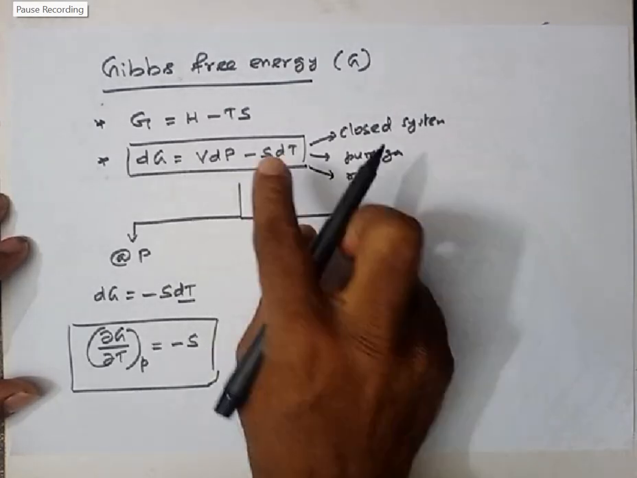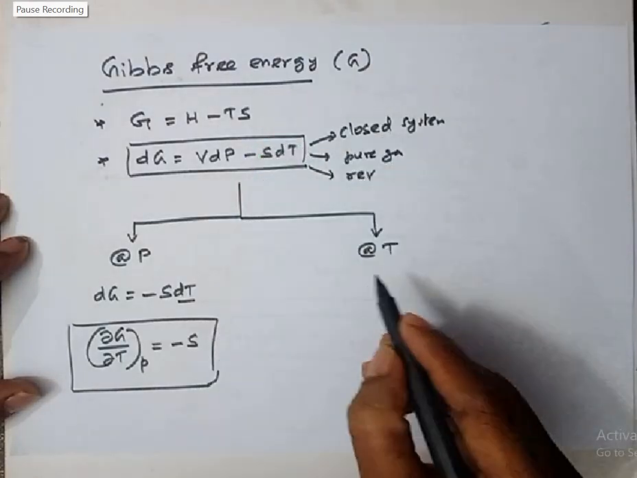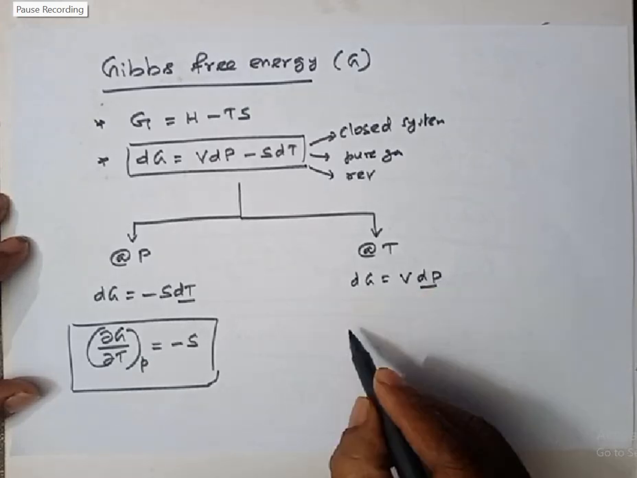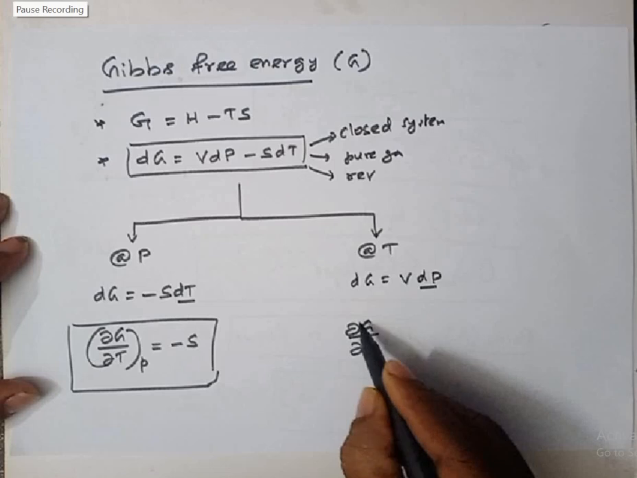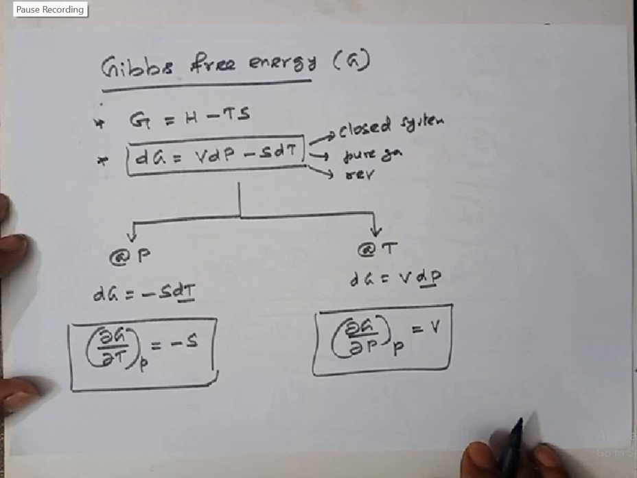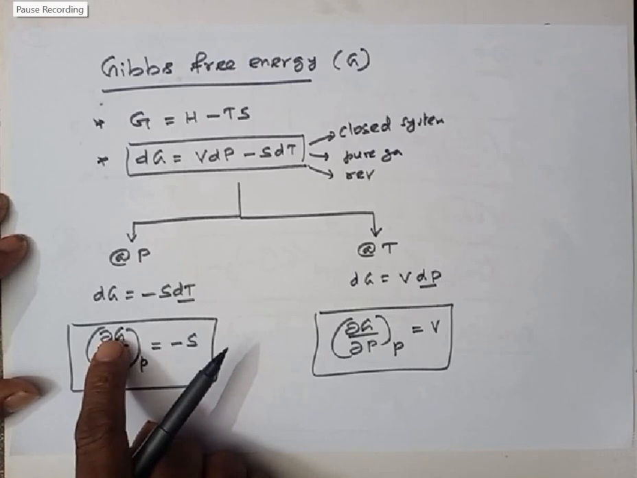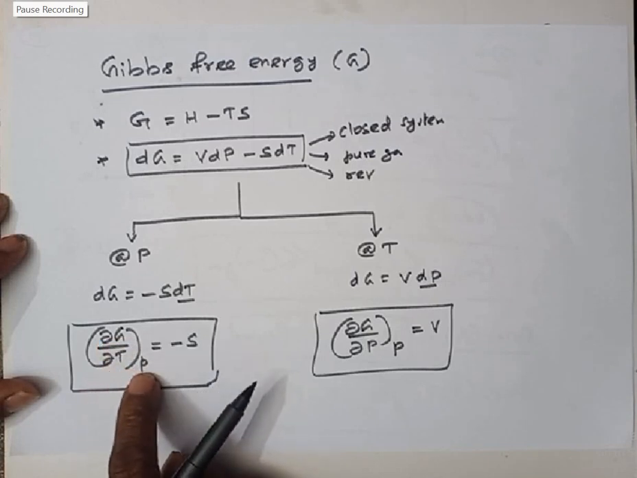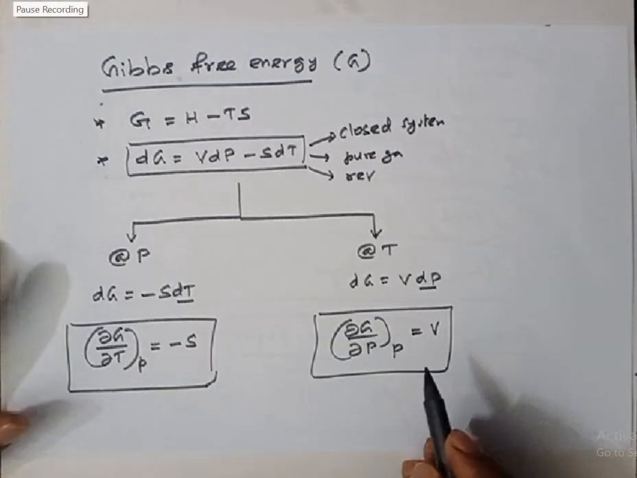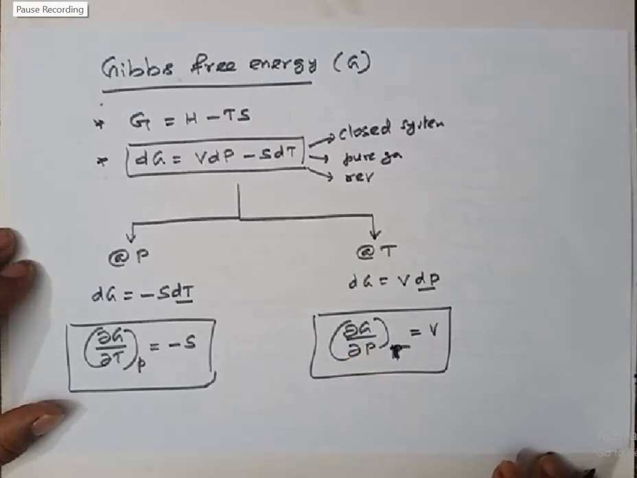Similarly, at constant temperature, if we keep temperature constant, then this becomes 0. So we get dG equal to VdP, and bring the dP to the left hand side. So the change in free energy with respect to temperature at constant pressure is equal to minus entropy. And this one is at constant temperature: dou G by dou P at constant temperature equal to volume.